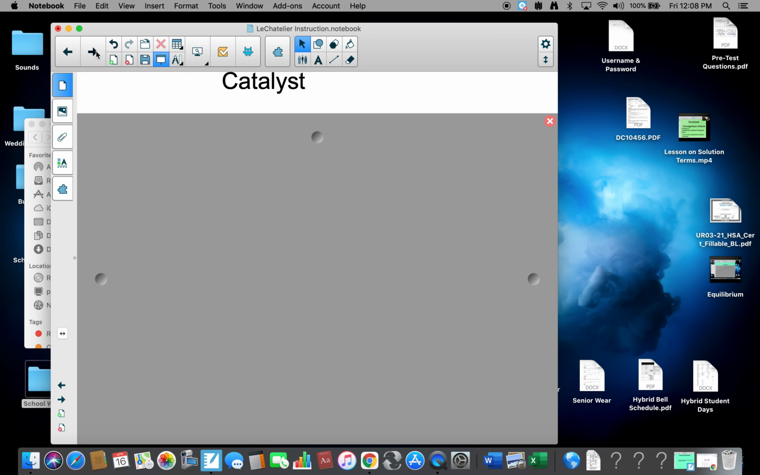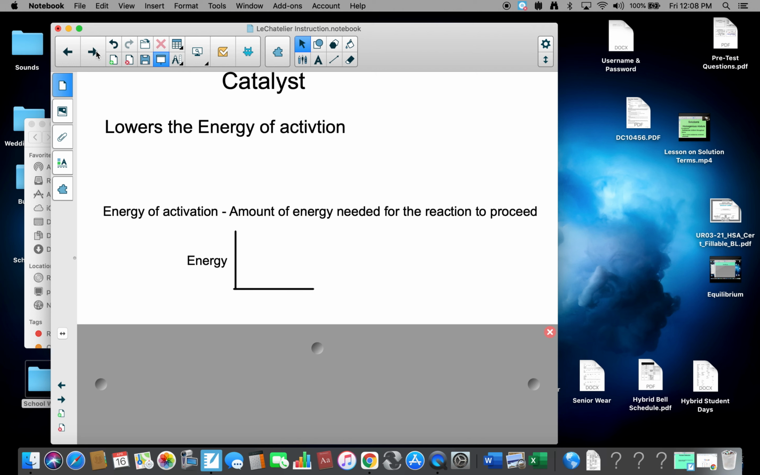All right, so catalyst. What's a catalyst? A catalyst is something that lowers the activation energy and increases the reaction rate without being consumed. It does that by lowering the energy of activation. What do we mean? Here's a diagram of energy versus time for a reaction. We have our reactants, we have our products. In order for the reaction to occur, we have a specific amount of energy we have to overcome. That amount of energy is known as E sub A, the energy of activation. What a catalyst does is lower the energy of activation, making the reaction take place quicker.